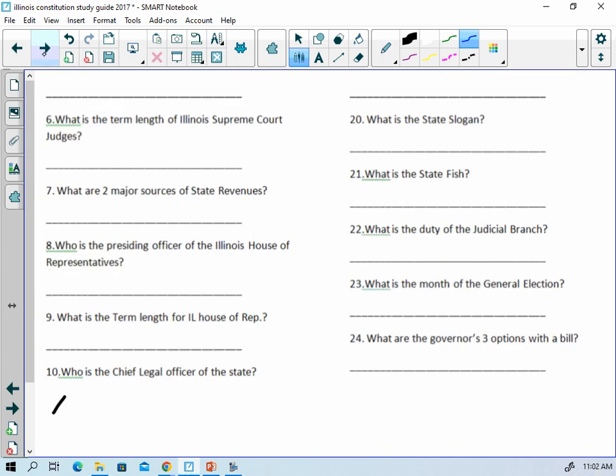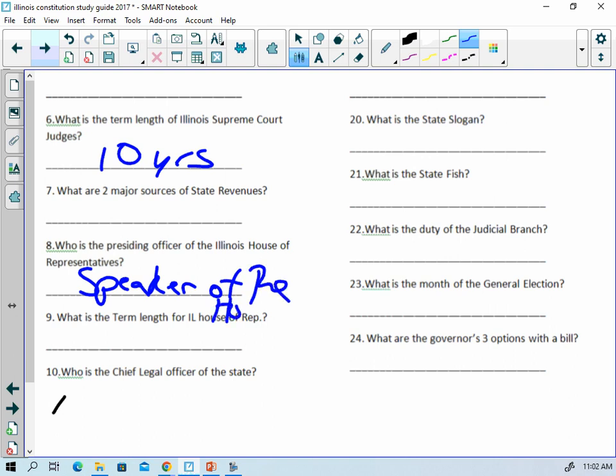We're good. Term length for Illinois Supreme Court judges? 10 years. 10! We did it! We'll do state revenue later. Who presides over the Illinois House of Representatives? Speaker of the House. Yes, this is number 8. What's the term length for the Illinois House of Representatives? 3, 4, 6. 2 years.